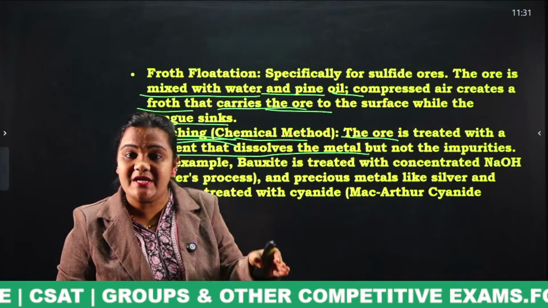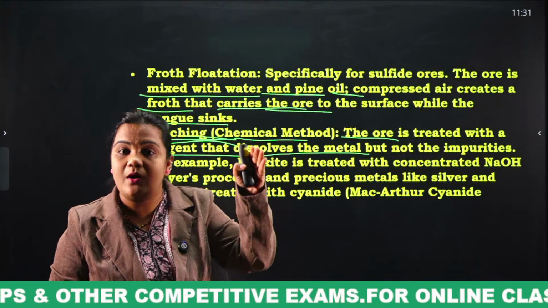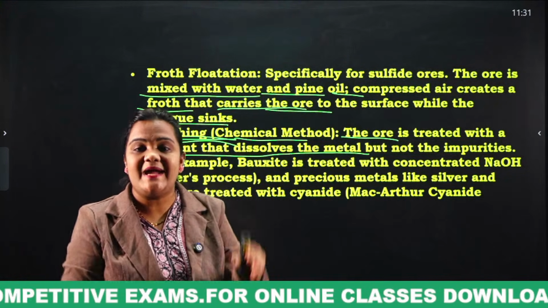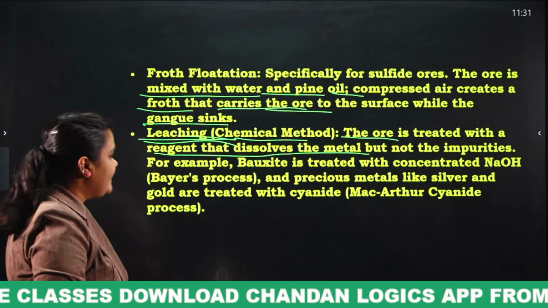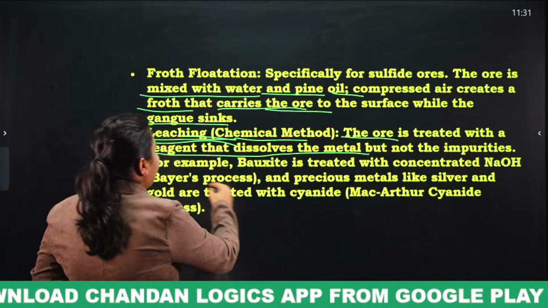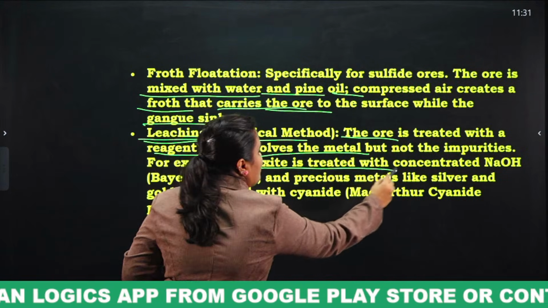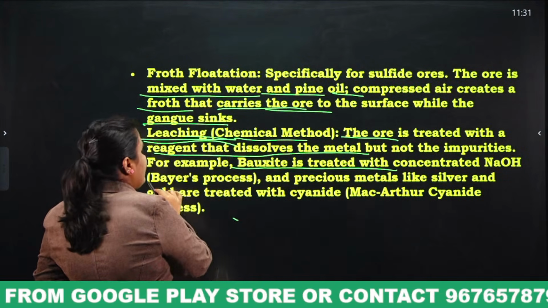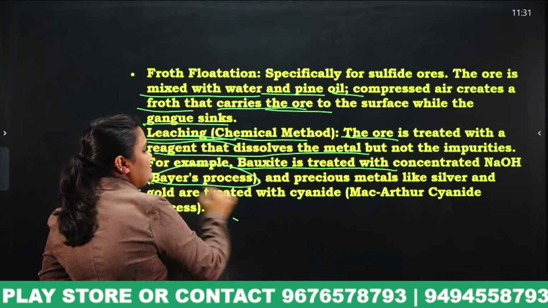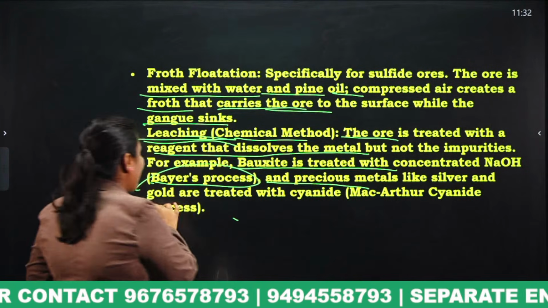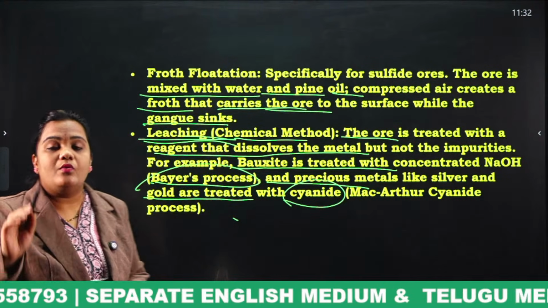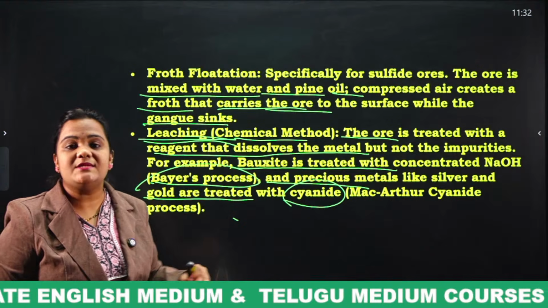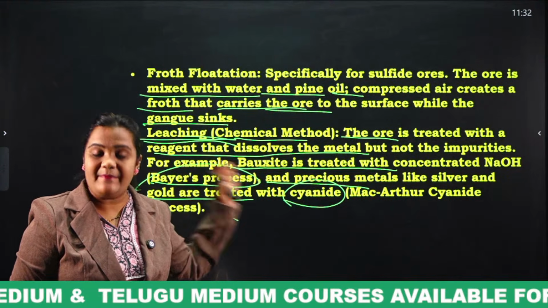This leaching agent will dissolve the ore but not the impurities, such that the ore and impurities are separated. For example, bauxite is treated with concentrated NaOH. This is also known as Bayer's process, and precious metals like silver and gold are treated with cyanide. Very, very important. So this is the leaching process, students. The leaching process is also known as the chemical method.